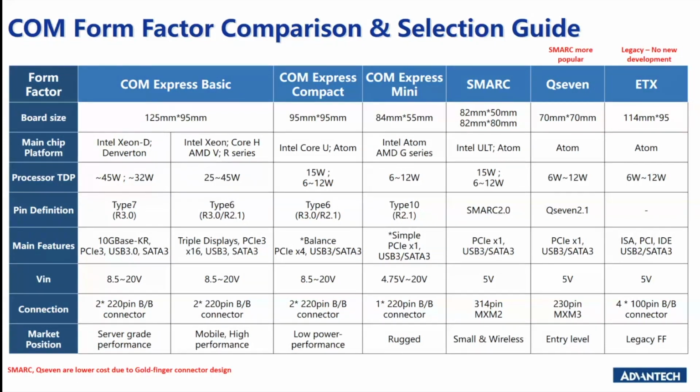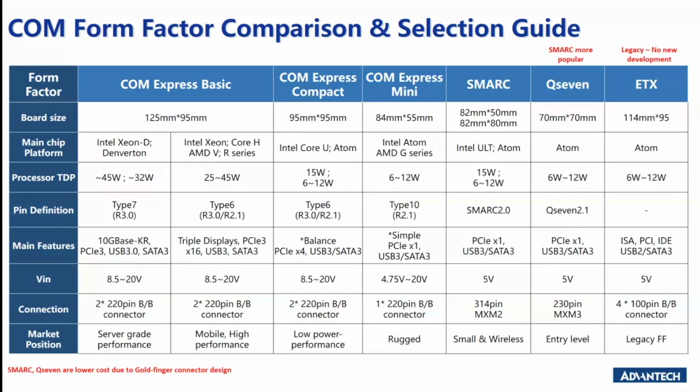Smart is much more popular nowadays because Smart actually uses a MXN version 3 size, and it has more pins that you can reserve and more functionality. Smart also has an advantage in the sense that it can tolerate higher power. You can use an Atom or you can use an ARM. So there is flexibility. So Smart is getting more popular than Q7.